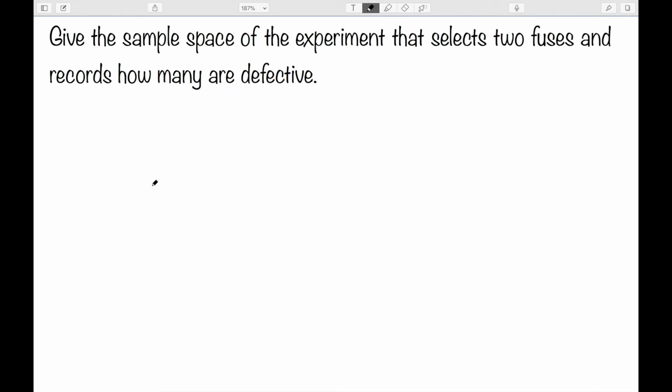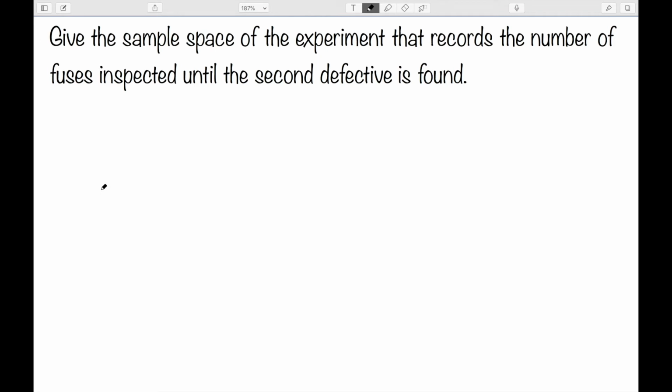This time, I want to find the sample space of the experiment that selects two fuses and records how many are defective. So instead of recording the state of each one, we just want to know how many are defective. It could be that neither are, it could be that one is defective, or it could be that they are both defective. So the sample space would consist of 0, 1, and 2.